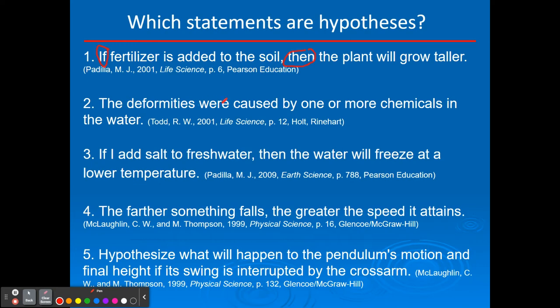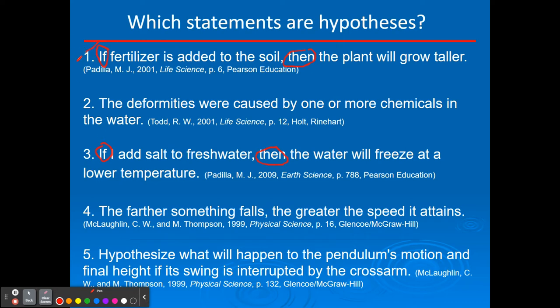So let's look at the next one. The deformities were caused by one or more chemicals in the water. That is a statement. If I add salt to fresh water, then the water will freeze at a lower temperature. The farther something falls, the greater speed it attains. That seems to be a statement. Hypothesize what will happen to the pendulum's motion and final height if the swing is interrupted by the cross arm. Well, that seems to be a question. So, which one of these are hypotheses?